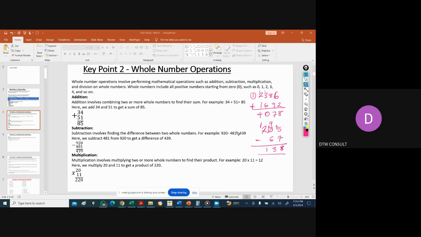If we quickly do this subtraction. 44789 minus 3890. Quickly do the subtraction. Are you all with me? Yes. Okay.